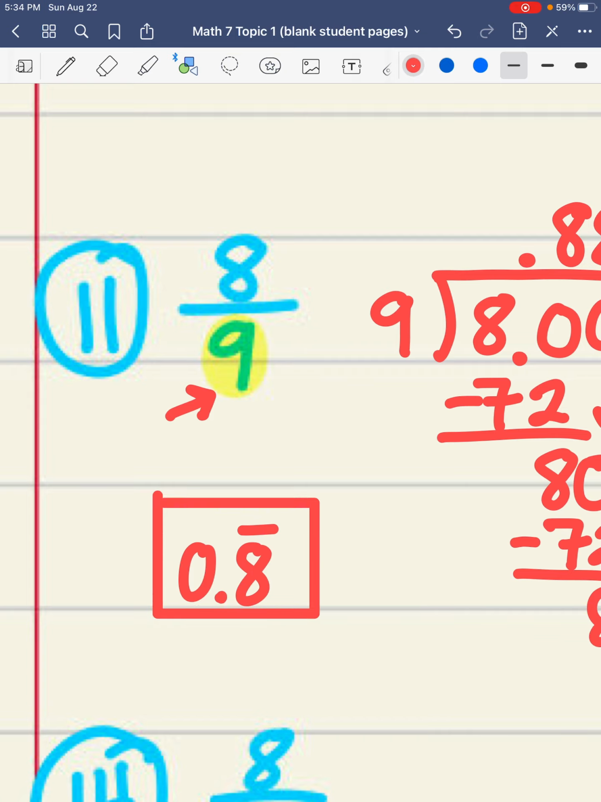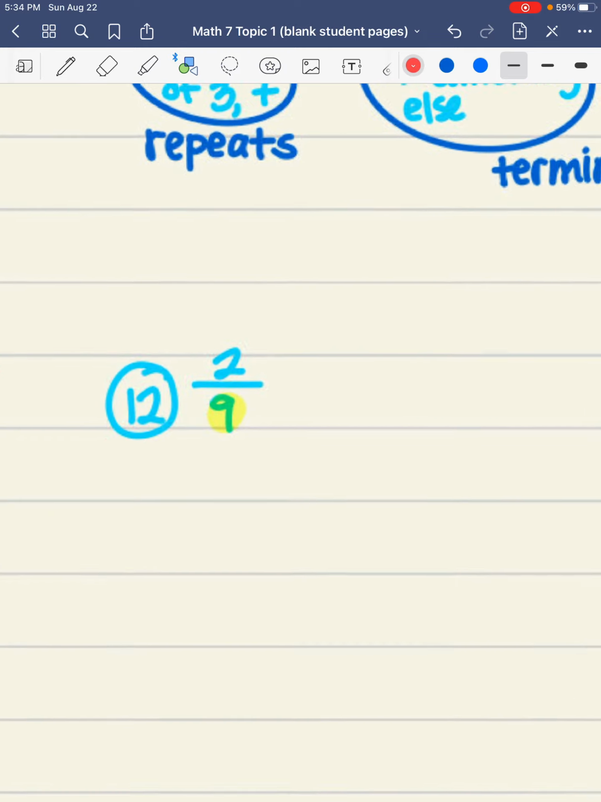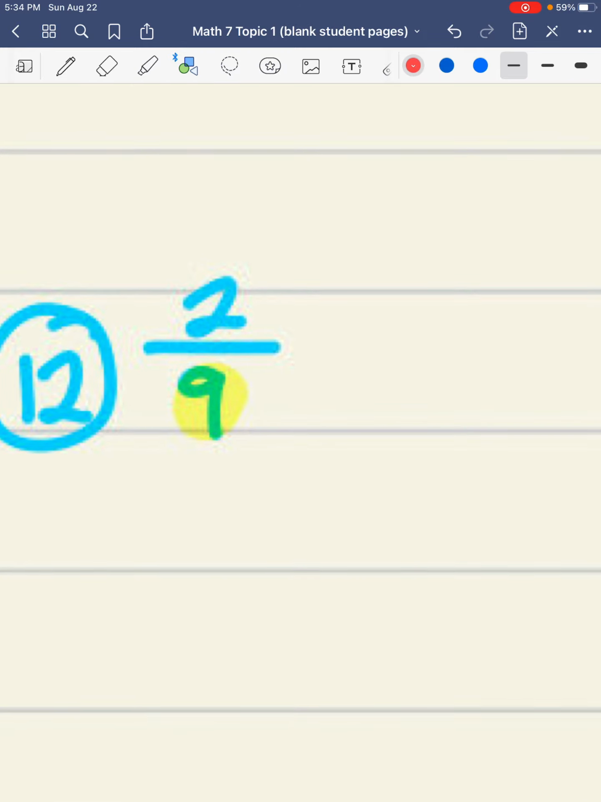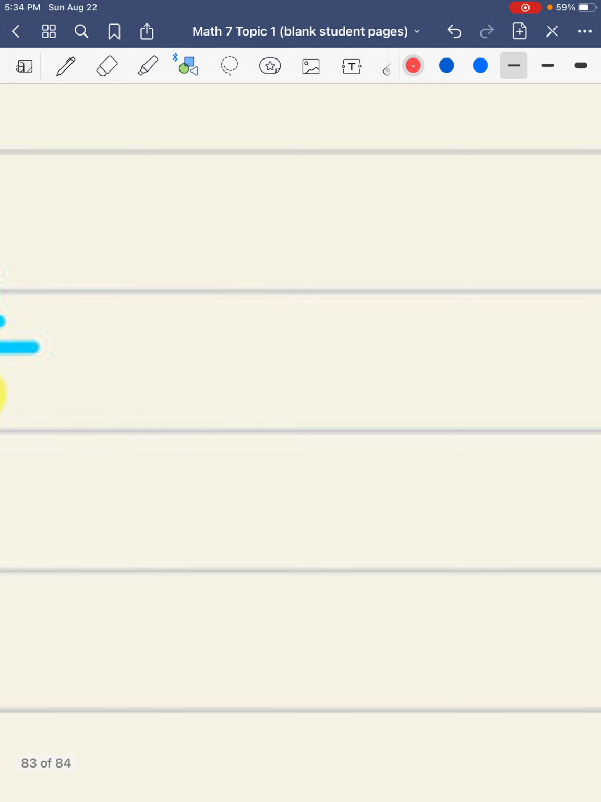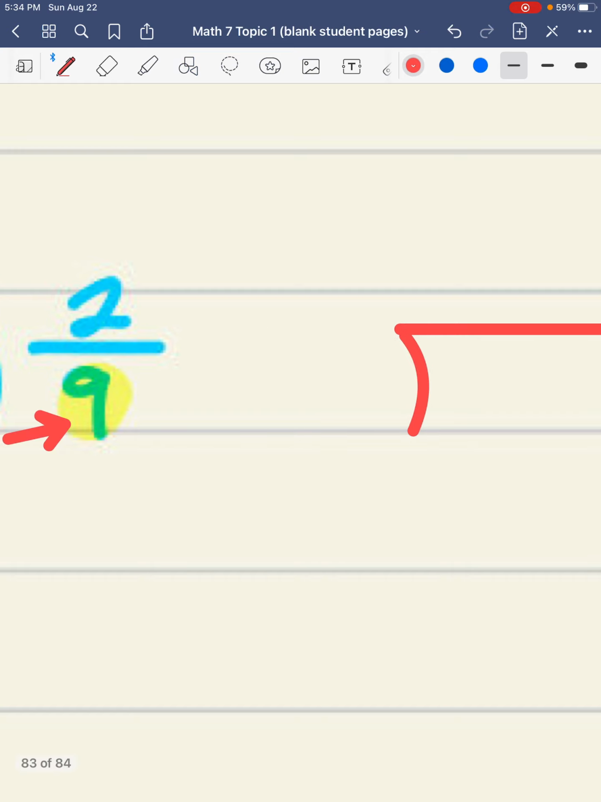Okay, let's look at the same thing right here. 2/9. Well, my denominator, as we've pointed out, is a multiple of 3. 3 goes into 9 3 times. So I know I'm going to have a repeating decimal. So let's go ahead and use long division.